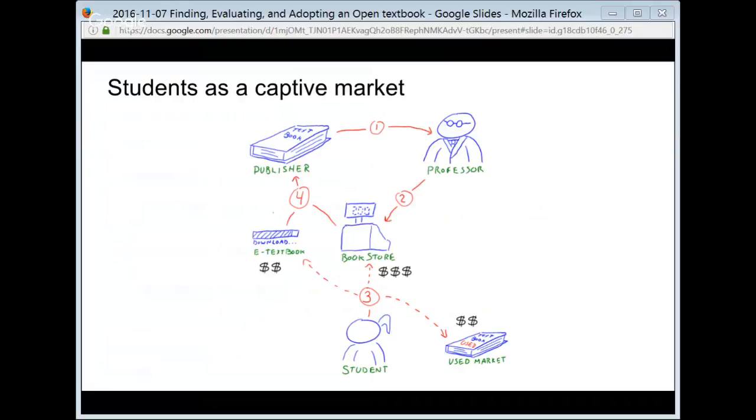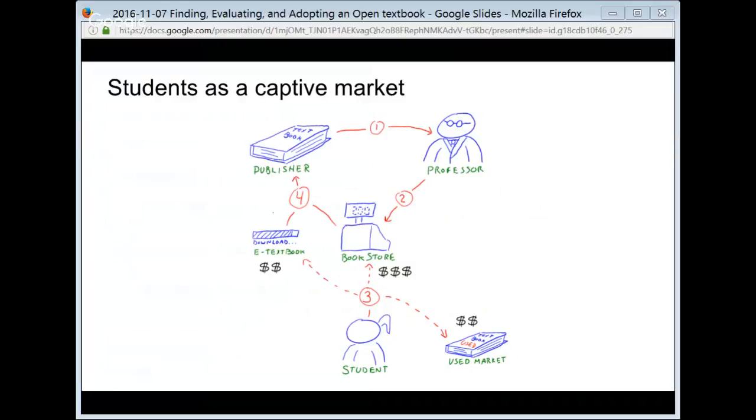Another thing about the textbook market is that it is a captive market. What I mean by that is that the publishers usually talk to professors and try to sell their textbook to the professor. Then the professor says, well, this is a textbook I want to use, and they just assign that textbook to the bookstore. And then after that, students have to make a choice. What are they going to do?